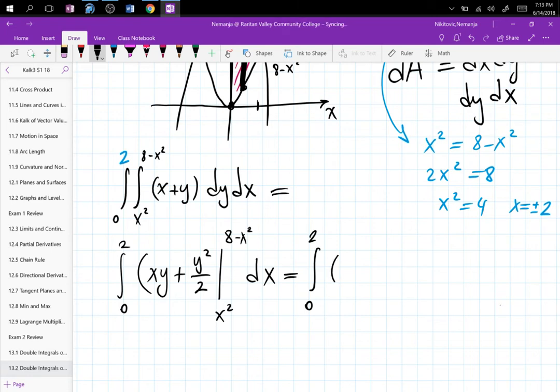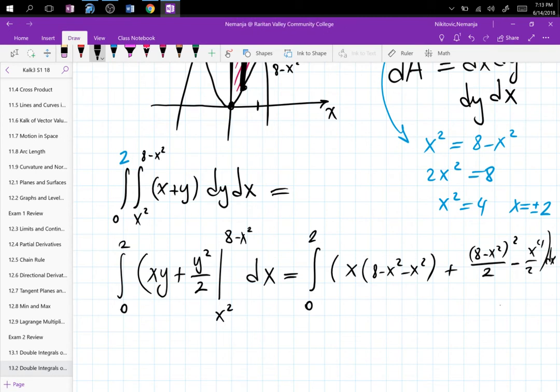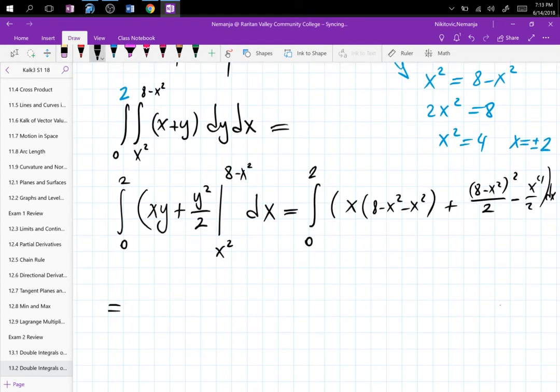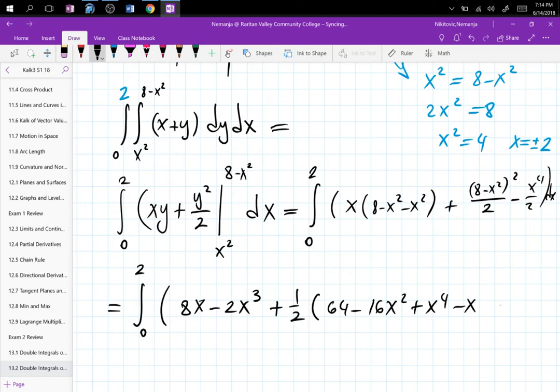So we have x times 8 minus x squared plus 8 minus x squared over 2 minus x to the 4th over 2, dx. You have to plug in the upper limits and the lower limits, so just figure it out. So 0 to 2, open parenthesis, I have 8x minus 2x cubed plus 1/2 times, and now I have 64 minus 16x squared plus x to the 4th minus x to the 4th, and these will die. Everything dx.